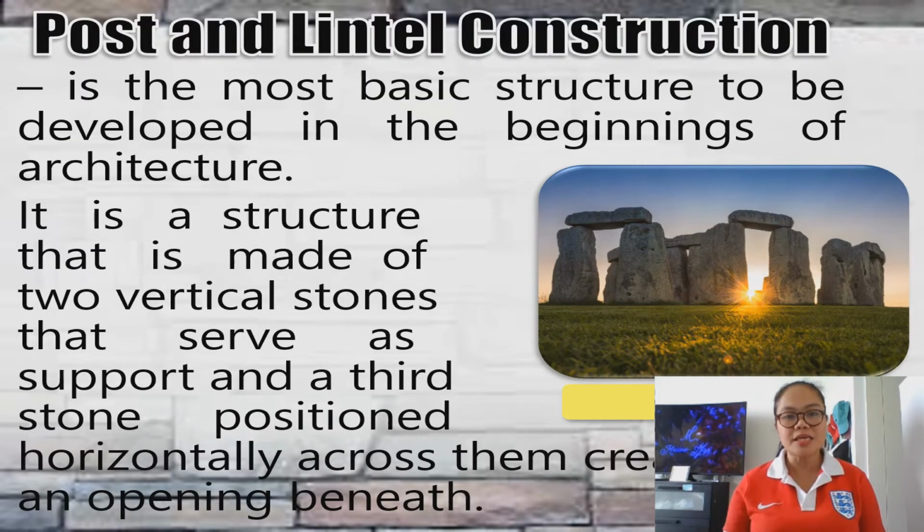Post and lintel construction. This kind of construction, they built with stone. Post and lintel construction is the most basic structure developed in the beginnings of architecture. It is a structure made of two vertical stones that serve as support and a third stone positioned horizontally across them, creating an opening beneath.